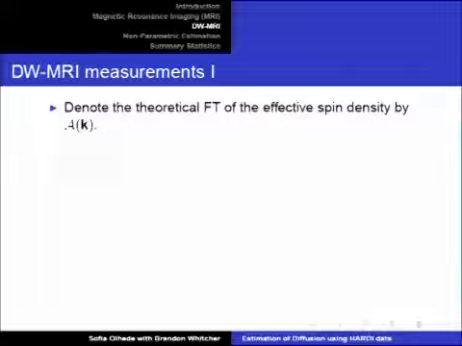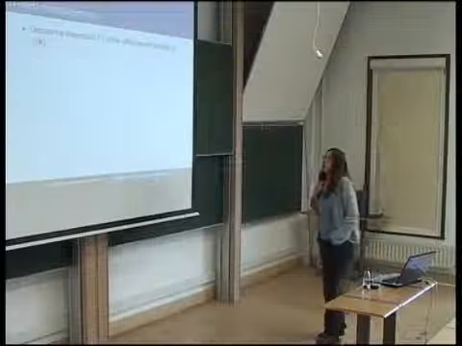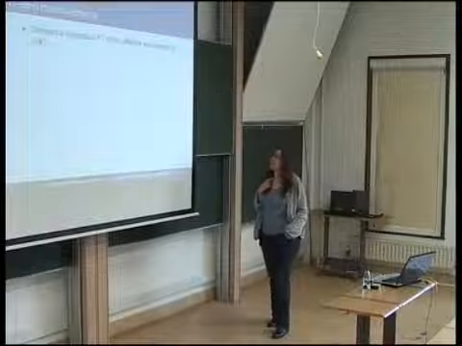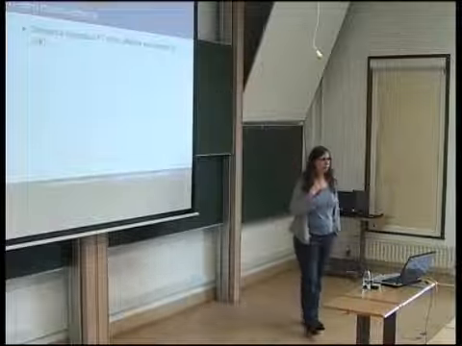Okay, so let's actually get down to the nitty-gritty of the problem, because that's how we can understand what's actually going on. We'll start by denoting what we want to measure, the theoretical Fourier transform of the effective spin density, by curly A of k.